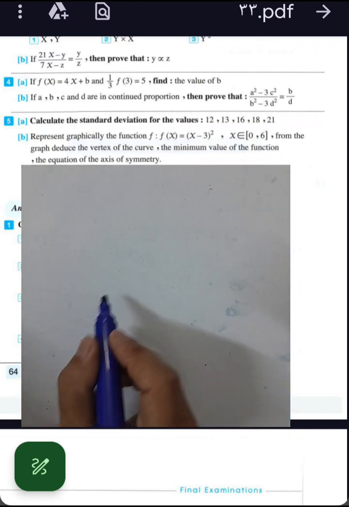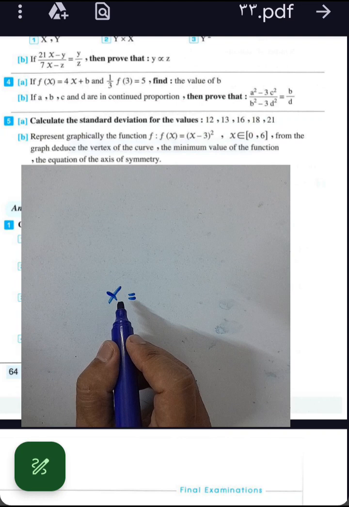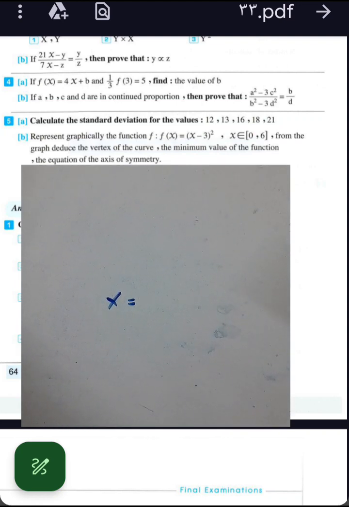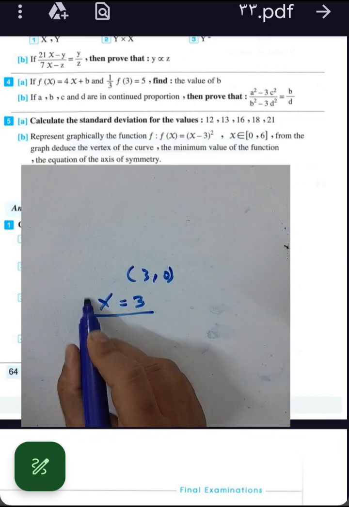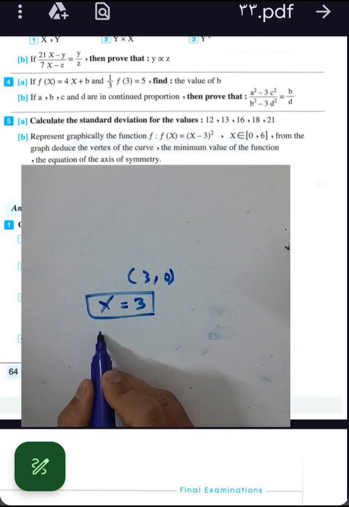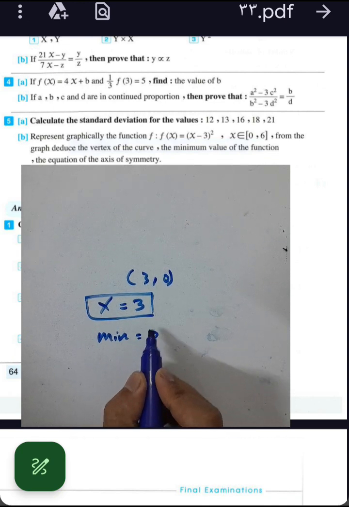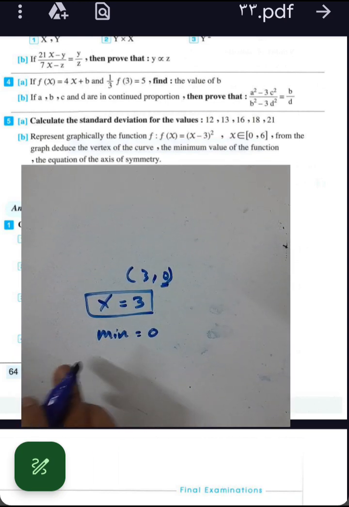It's a function, okay? And you want to find the line of symmetry about this function. We can write the result again. We have the vertex at 3 and 0. Then x equals 3 is the line of symmetry. And the minimum value will be equal to 0.